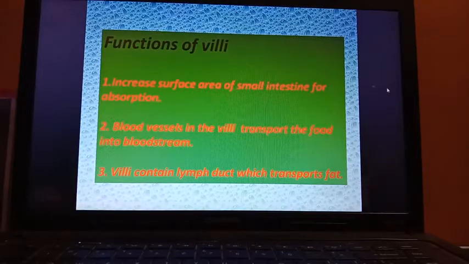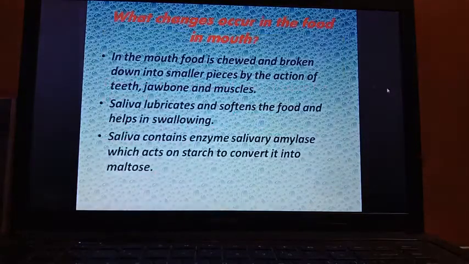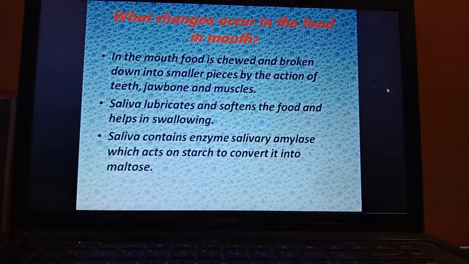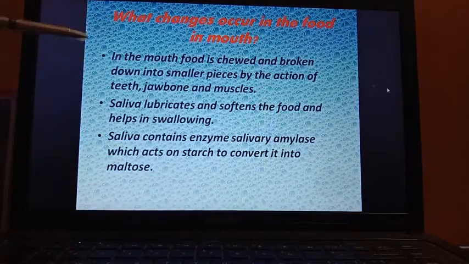Next question, that is question number 4 of the long answer questions. What changes occur in the food in mouth? So here also I have made 3 points. You also write the answers always in points.